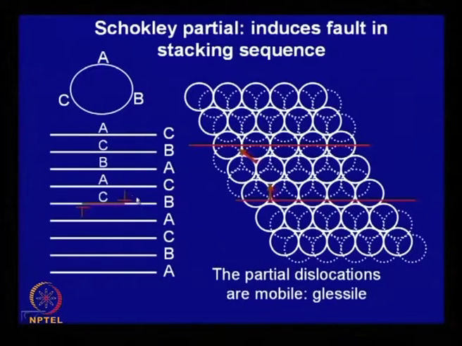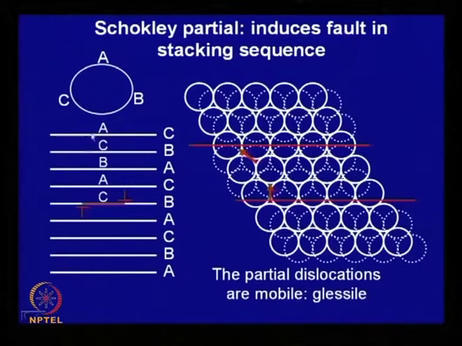And for simplicity, we have represented it as an edge component. Now, this is where the stacking sequence is disturbed. What has happened is, you can see that instead of that B layer moves to C, and C layer will move to A. So, this is how it has changed.